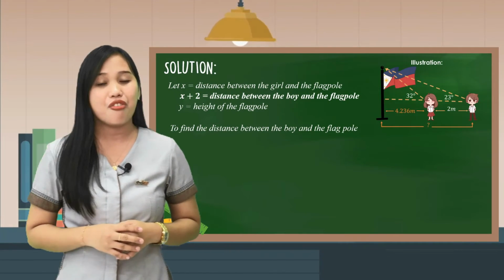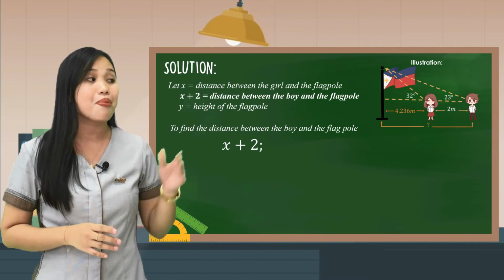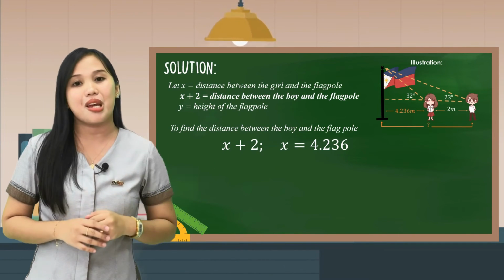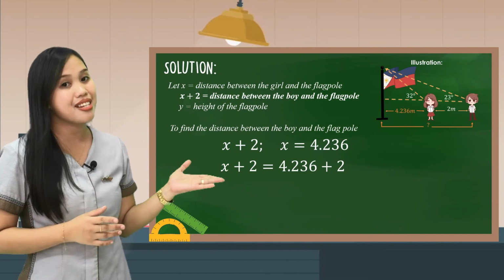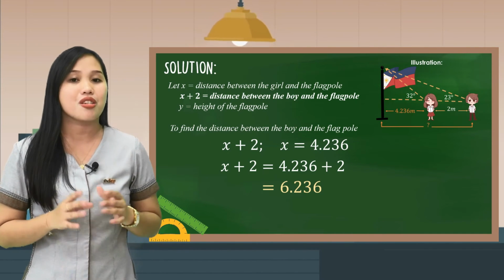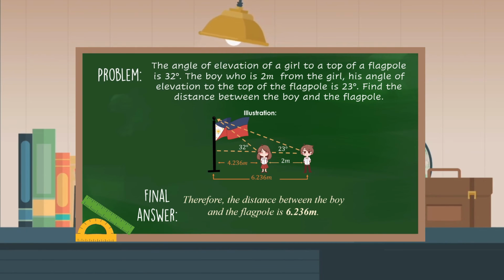And since we're looking for the distance between the boy and the flagpole, we're going to use the expression x plus 2, where x is equal to 4.236. Then we have 4.236 plus 2 is equal to 6.236, and that is our final answer. To conclude, the distance between the boy and the flagpole is 6.236 meters.